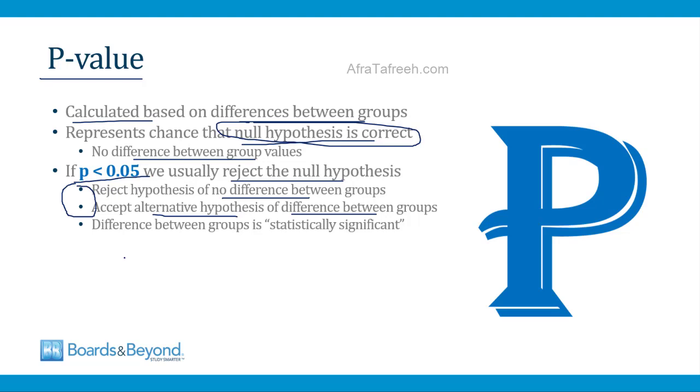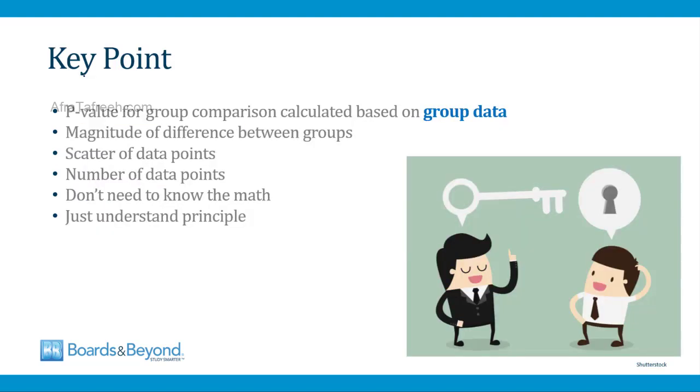Another way this is often stated in clinical research is that if the p-value is less than 0.05, we say the difference between groups is statistically significant. And by this we mean that the difference is likely real and exists in the entire population and is not due to chance. And a key point to be aware of is that the p-value for comparison between groups is calculated based on the data you collect for each group.